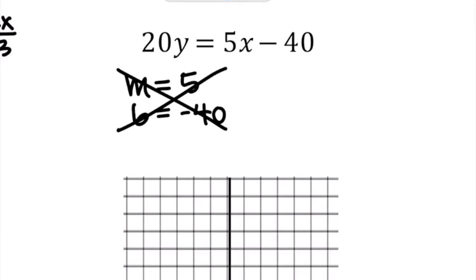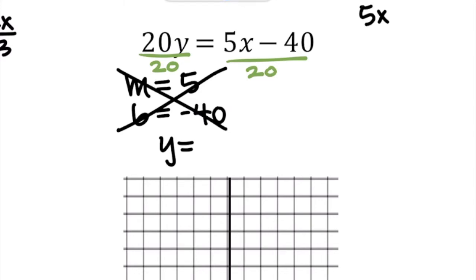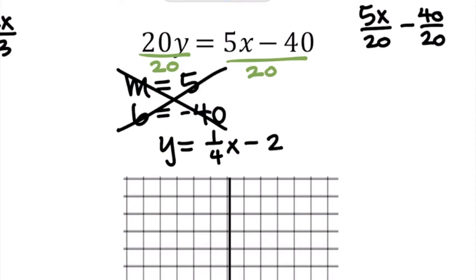Well, it's fairly quick to isolate it, so what we need to do is just divide both sides by 20. Now remember, just like before, we want to divide the 5x and the 20, so we need to look at it like 5x over 20, and we need to look at it also as negative 40 over 20. So 5 over 20, remember, both of those numbers have a 5 in common, so 5 divided by 5 is 1, 20 divided by 5 is 4, and then negative 40 divided by 20 is negative 2.